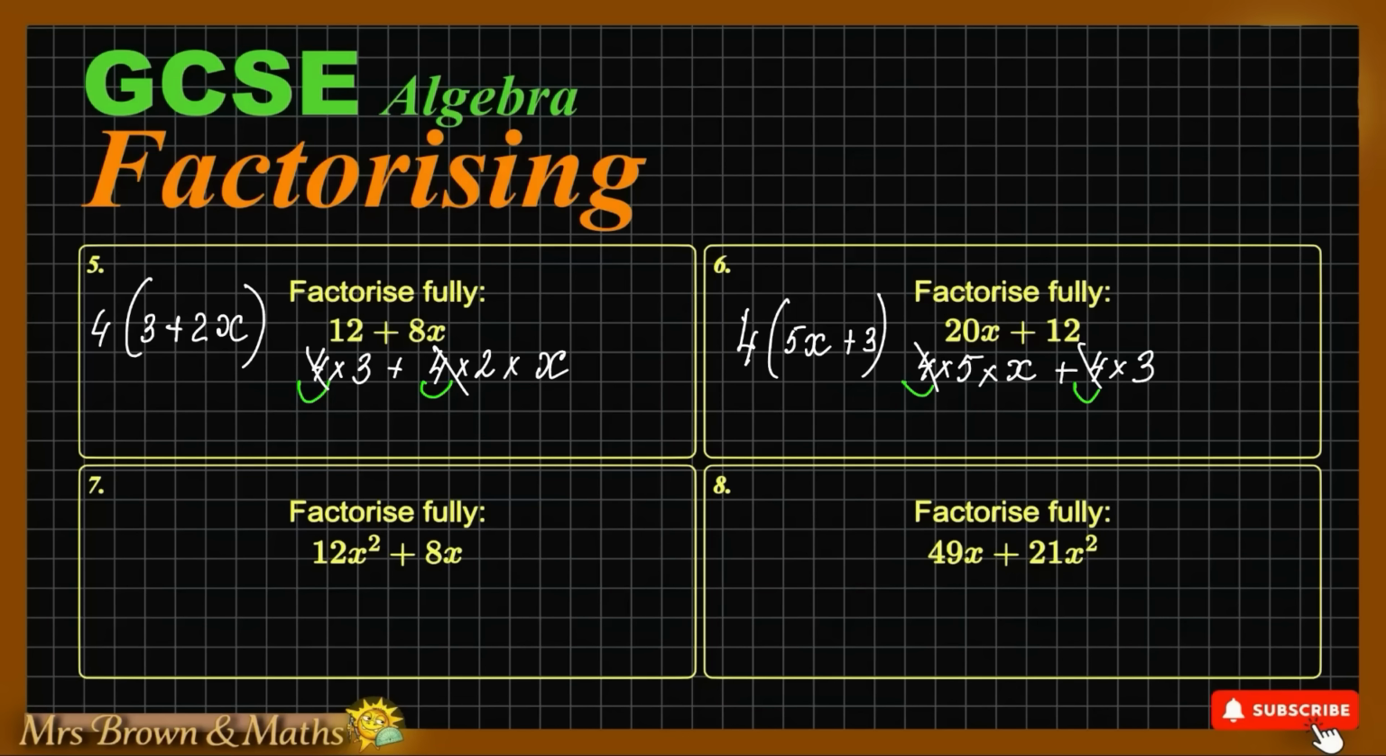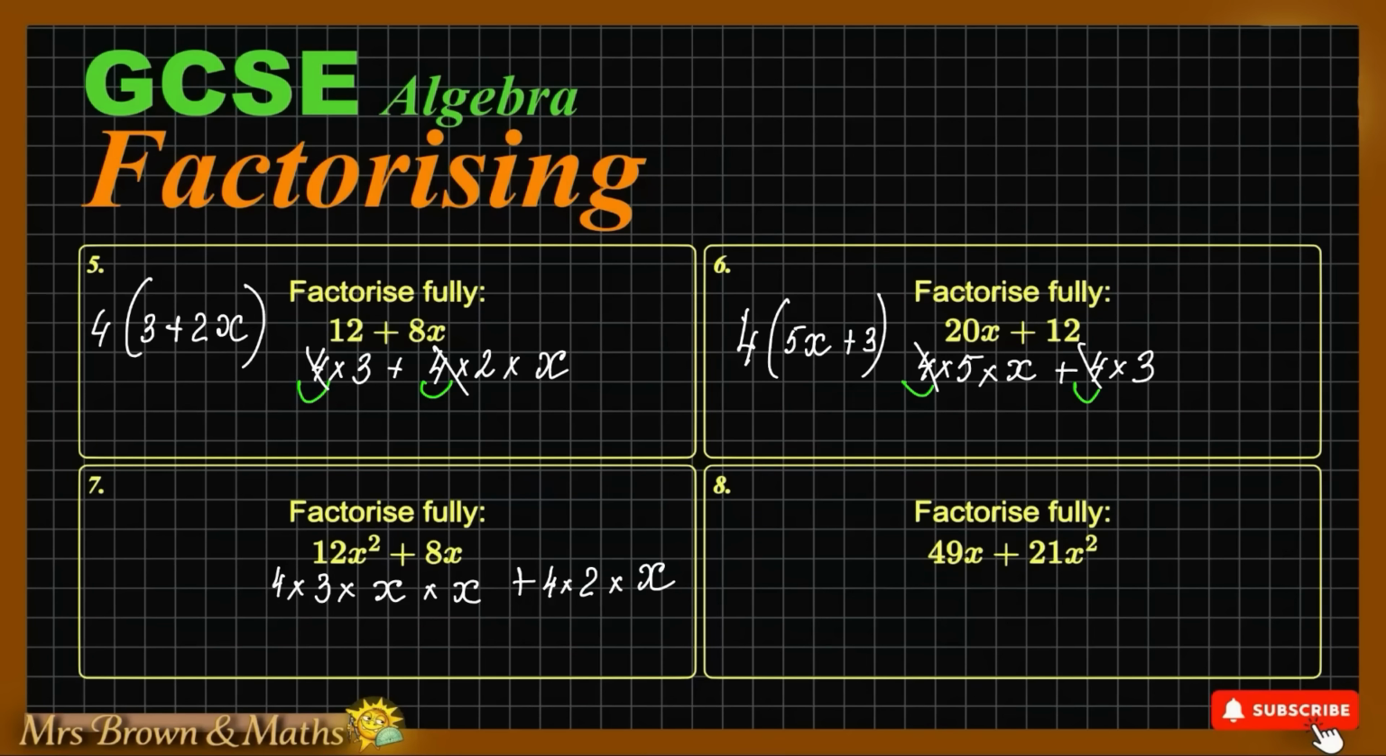Question 7, a bit more complicated because we also have x's in both terms. So let's have a look. 12 and 8 can be divided by 4. So 12 becomes 4 times 3. x squared means x times x. What about 8? 8 becomes 4 times 2 and still times x.